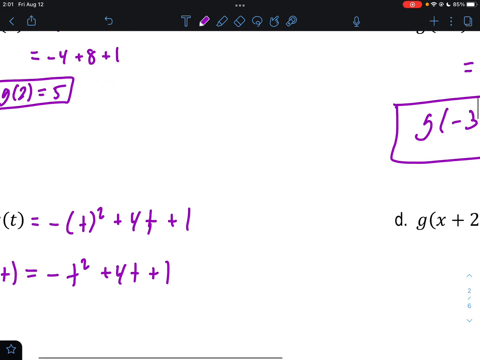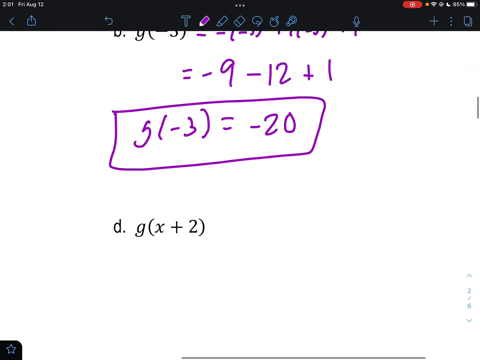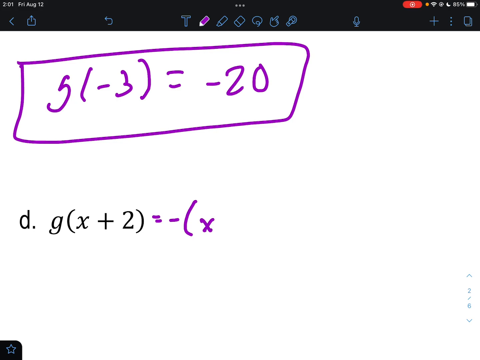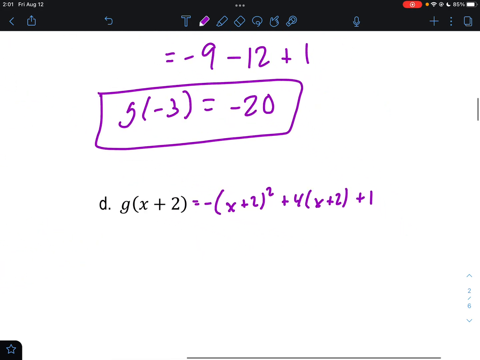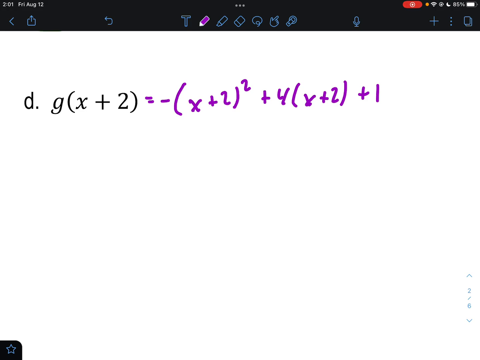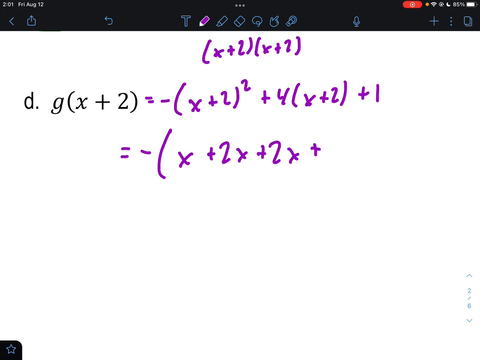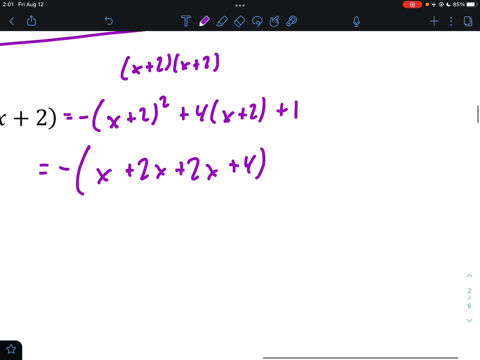And finally, g of x plus 2. So everywhere we see an x, we're going to put an x plus 2. So negative x plus 2 squared plus 4 times x plus 2 plus 1. But we do got a lot of simplifying to do here. All right, so we have negative x plus 2 squared, remember, is x plus 2 times x plus 2. So if you need to write that down, you can. So x times x is x squared, x times 2 is 2x, 2 times x is 2x, 2 times 2 is 4. Distribute the 4, so plus 4x plus 8 plus 1.